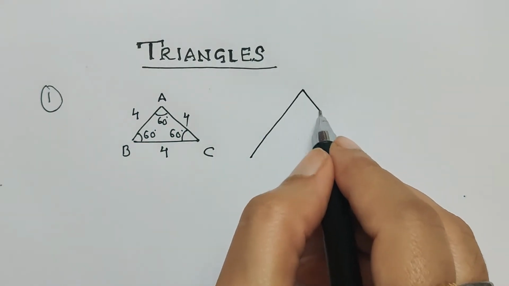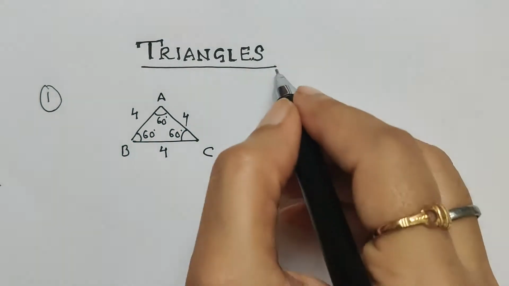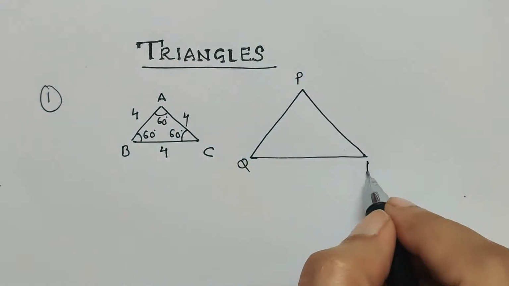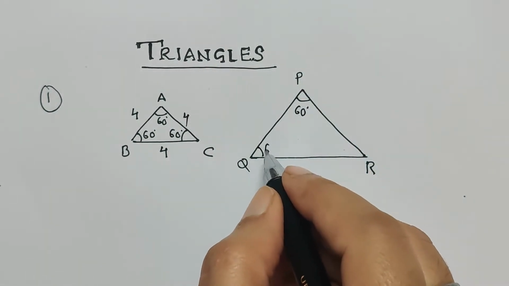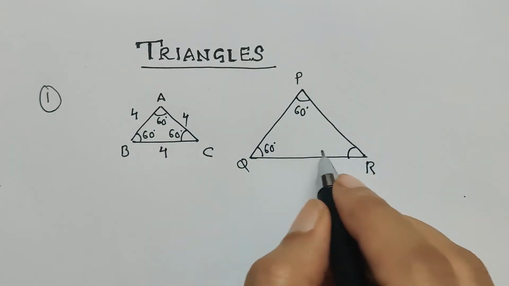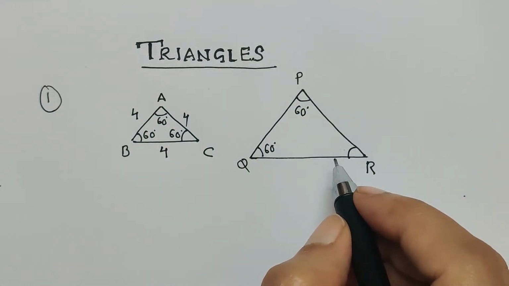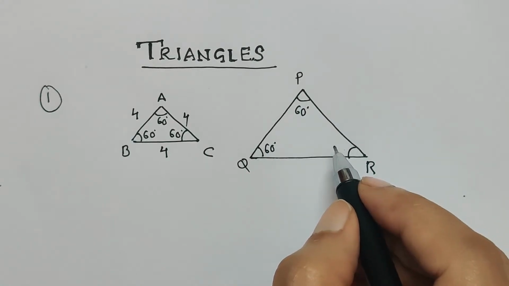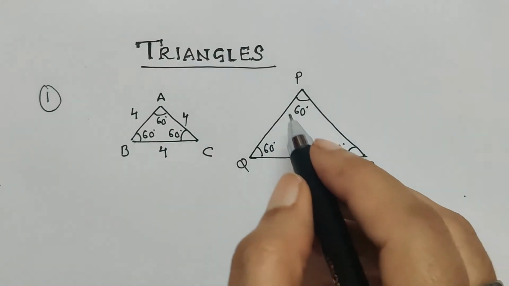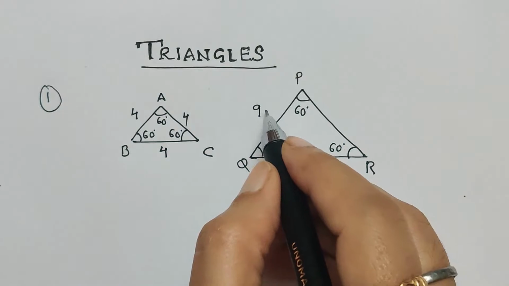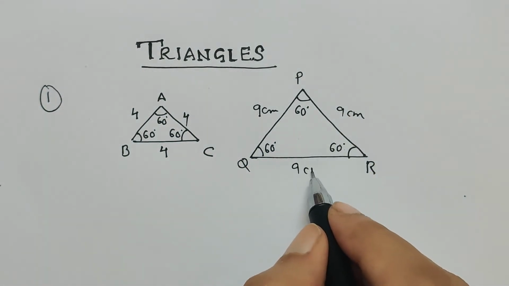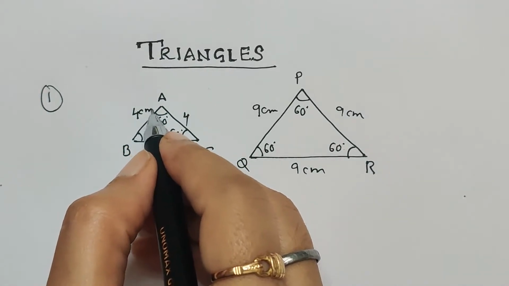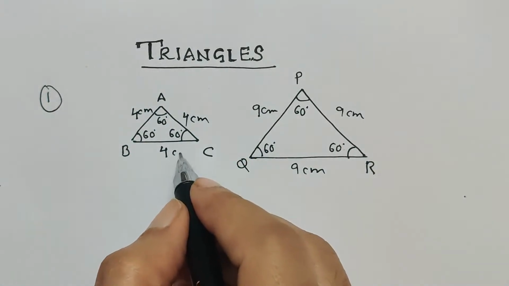Let us take another triangle PQR, and let us assume that here also all the angles are 60 degree. That means both ABC and PQR have the same angles, and let us say its side is 9 centimeter each, for example. Now the question is, are they similar?